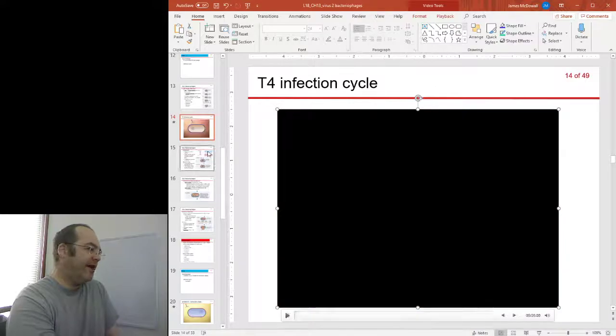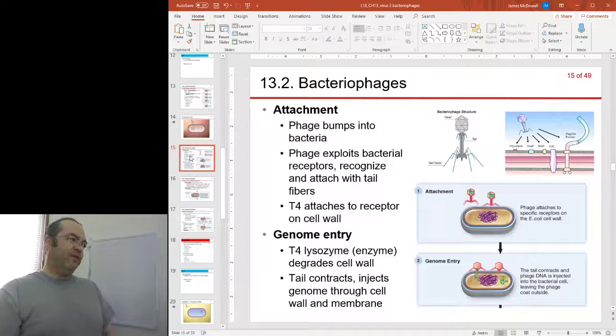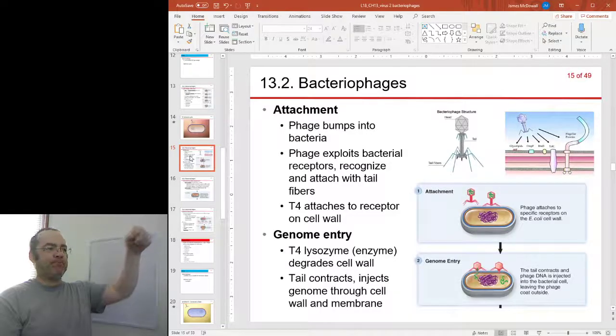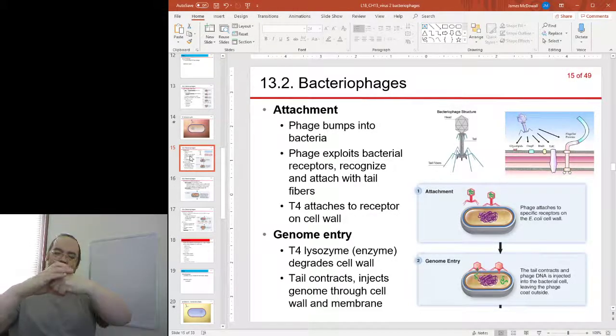Okay, and then the phage floats off, attaches to new bacteria, infects them, and so on and so forth. So attachment in bacteriophages is pretty similar to attachment in animal viruses. Protein elements on the virus match shape for shape receptor elements on the cell itself.